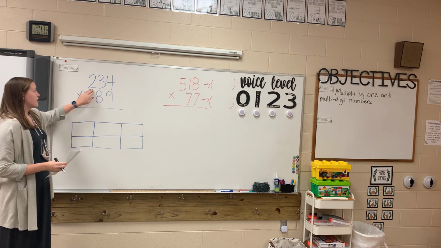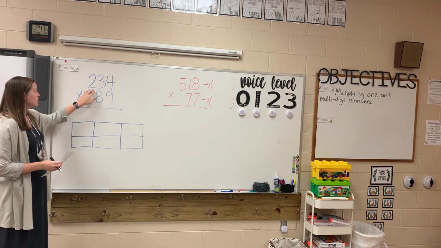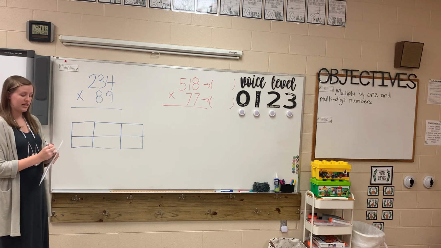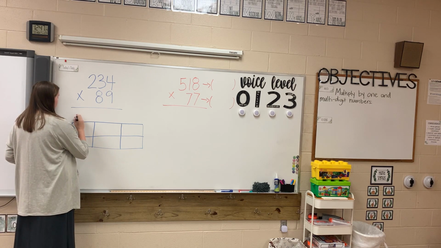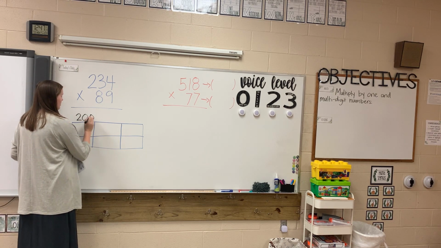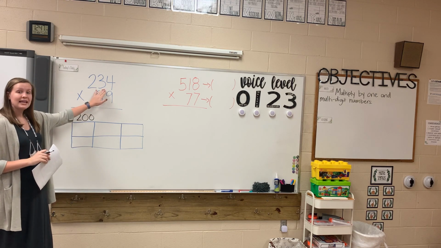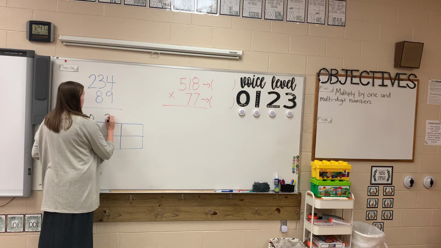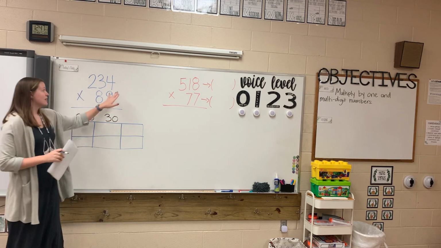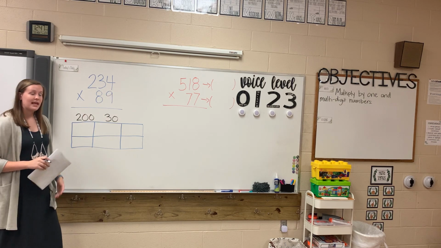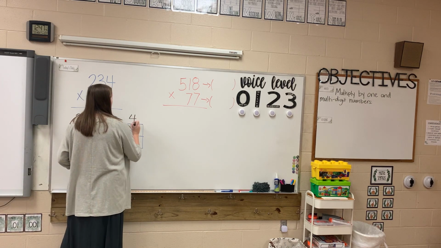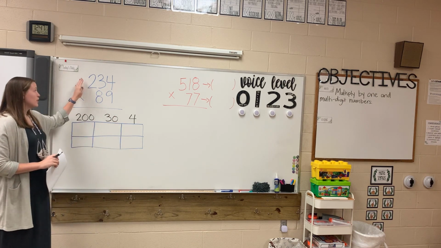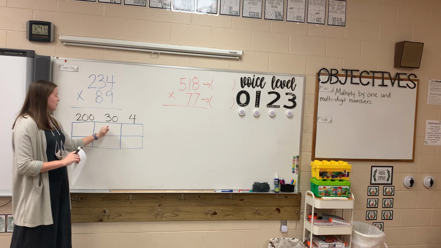So let's look at our first number. We have 2, and it's in the hundreds place. So that is 200. Our next digit is 3, and it's the tens place. And that tells us we have 30. And our last digit is 4, and it's in the ones place. So we just have 4 ones. So we have 234. Same number, we just broke it up with each place value.